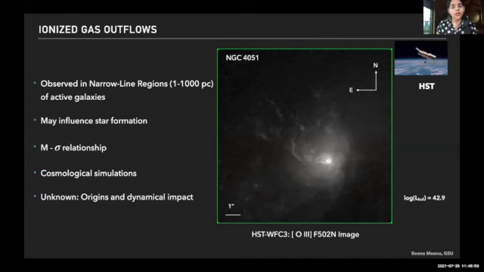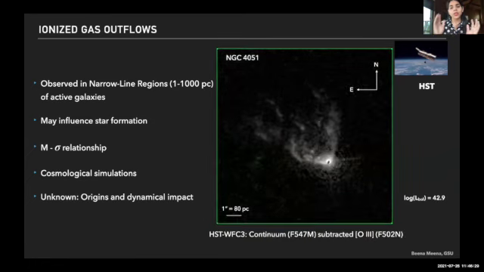We usually observe these ionized gas outflows in strong emission lines such as [O III] in the narrow line regions of active galaxies, which span from a few parsecs up to kiloparsecs from the supermassive black hole. On the right here is an image of a nearby Seyfert galaxy, NGC 4051, in the nuclear regions as seen in [O III] emission. Once we subtract the continuum from this image, it shows this conical structure that corresponds to the AGN-driven outflows in NGC 4051.